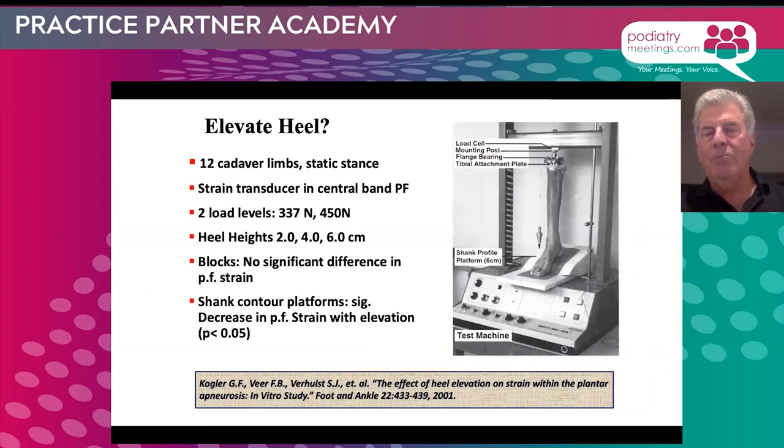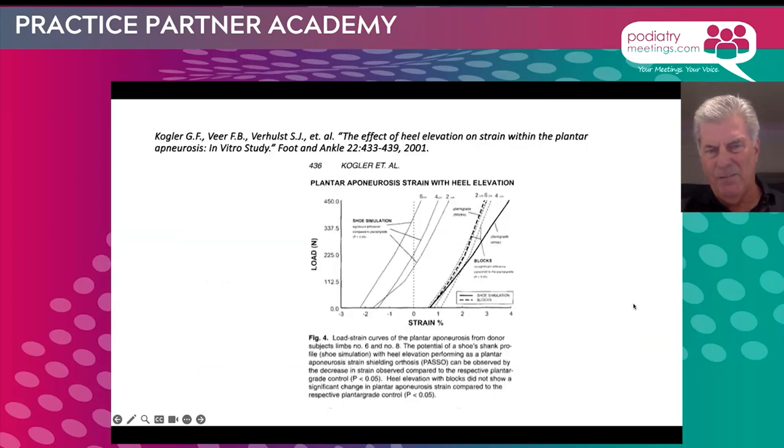This probably has to do more with the truss arch mechanism than the Achilles, because unfortunately in this study, Kogler did not put any tension on the Achilles. And therefore, without tensioning the Achilles, we wouldn't know the indirect effects of elevating the heel and reducing strain on the Achilles. But at least we do know that an elevated heel shoe that molds or follows the shank profile of the arch will decrease strain in the plantar fascia.